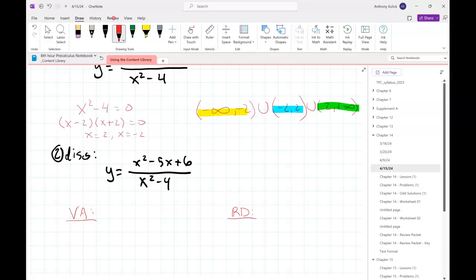Let's start with the vertical asymptote. How do I find a vertical asymptote? It's not the top numbers. It's the reduced denominator set equal to 0. So to tell if I can reduce this, what do I have to do? Factor it. How does x squared minus 5x plus 6 factor?